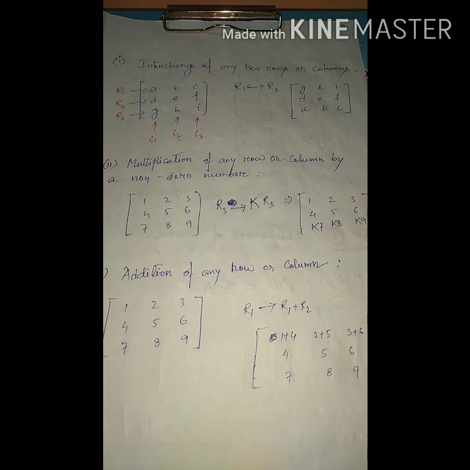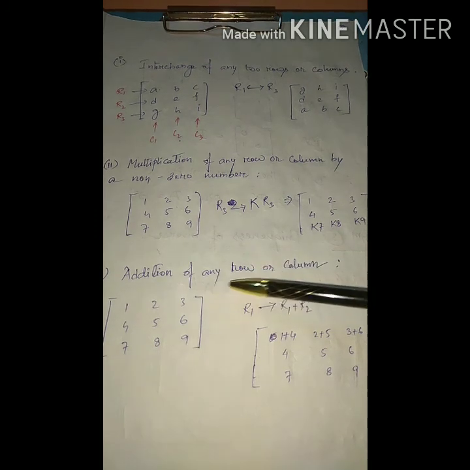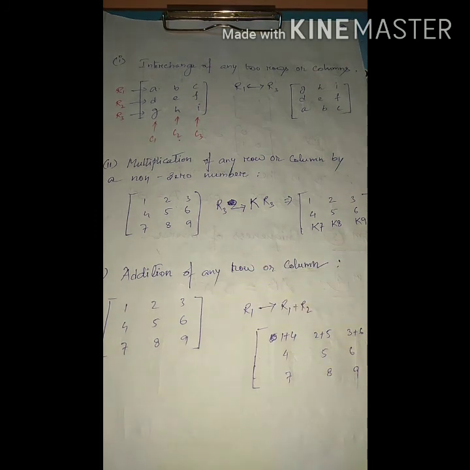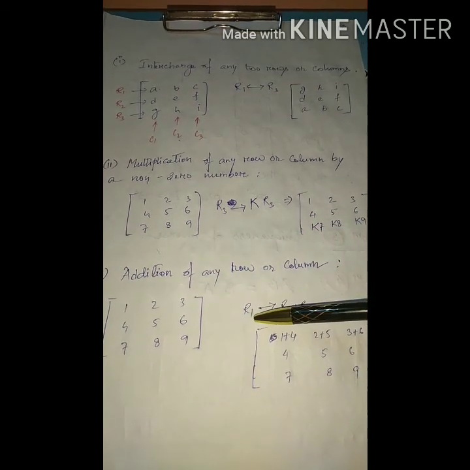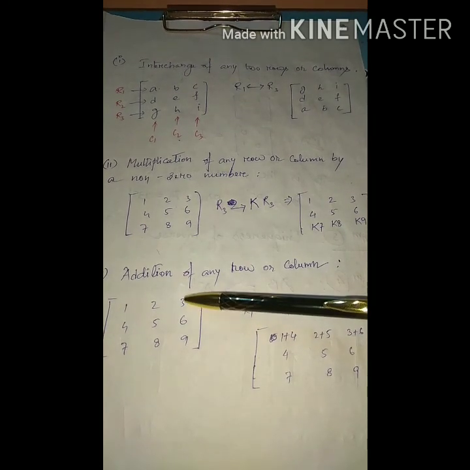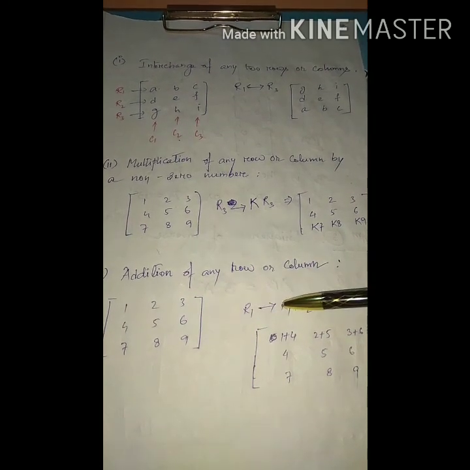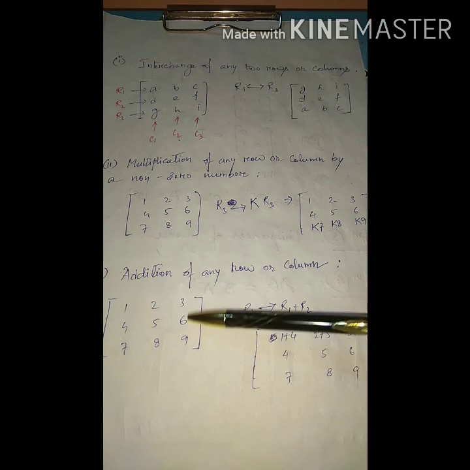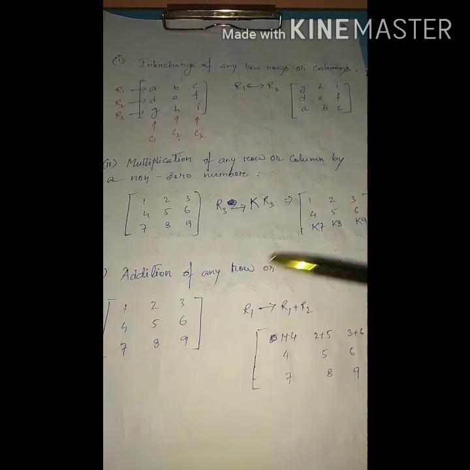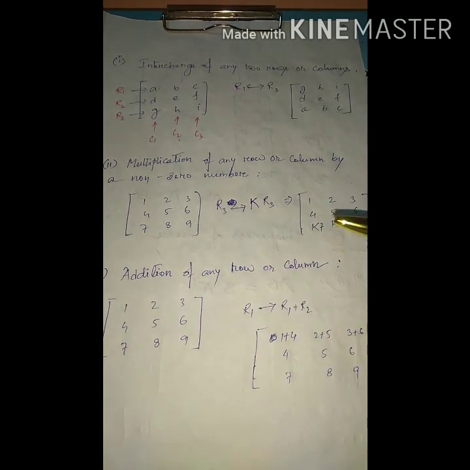Now the third one is addition of any row or column. What does it mean? Suppose we consider a matrix, and this first row we have to transform. How can we transform it? We can add or subtract, you can subtract also, but mainly we write addition. We transform R1, and what do we do? R1 plus R2 here. You can also do R1 plus R3 according to your question situation.